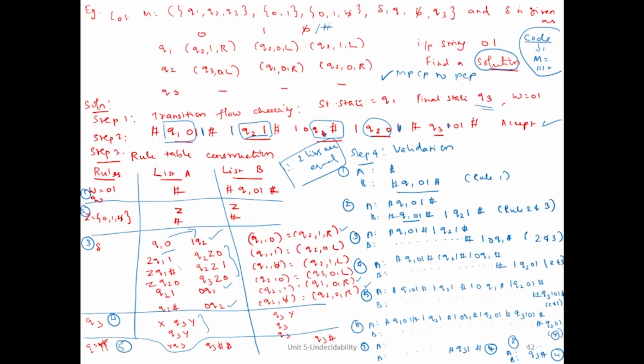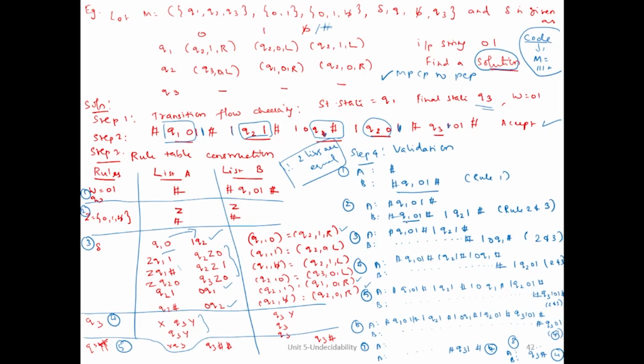I want to frame two lists, A list and B list. By applying rule 1, A list contains only hash, and B list contains hash, starting state, followed by the W value and hash. So this is framed with rule 1. And I want to frame the second step. What are the extra symbols available? It is Q1, 0, 1, hash. So up to hash you write all the values to list A. You copy up to hash all the values to the A list here.